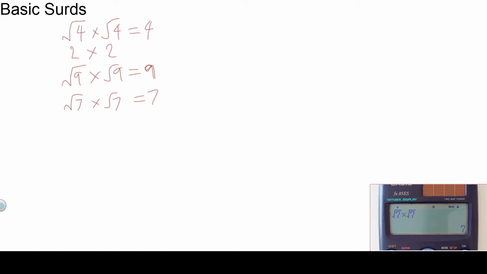It doesn't have to be numbers, it could be letters as well. It could be square root of, for example, x multiplied by square root of x. Just gives you x. Now you might be thinking, well, what if the numbers are different?